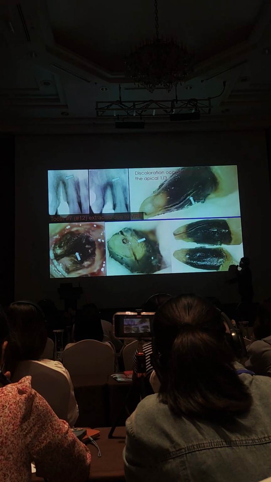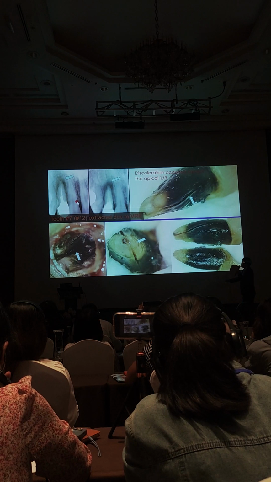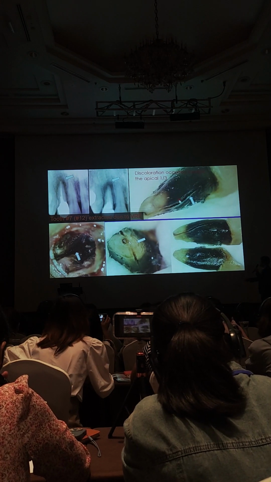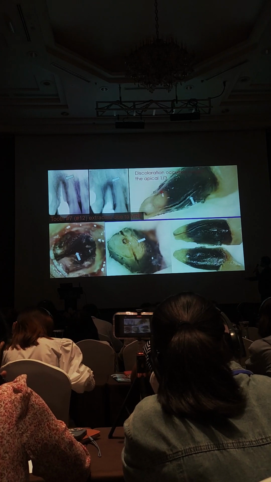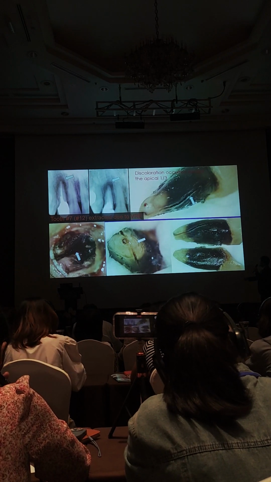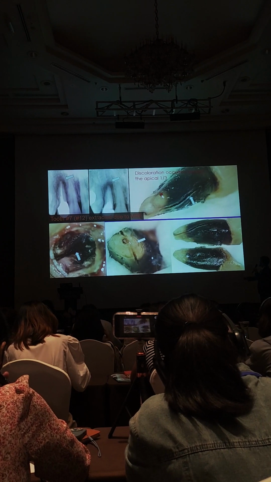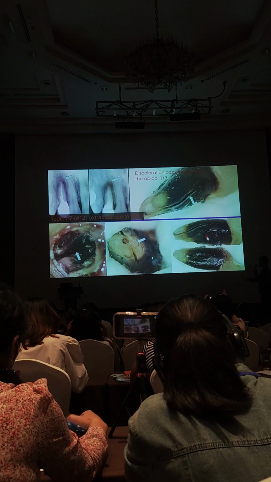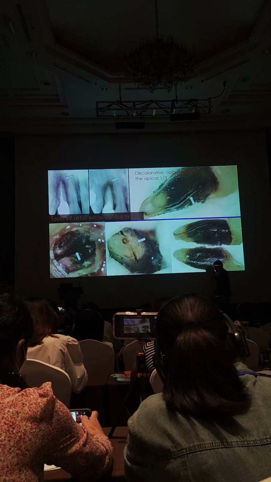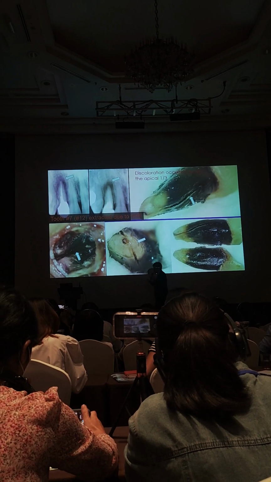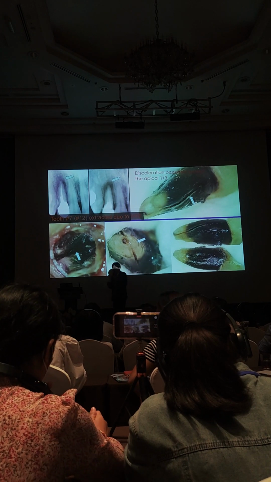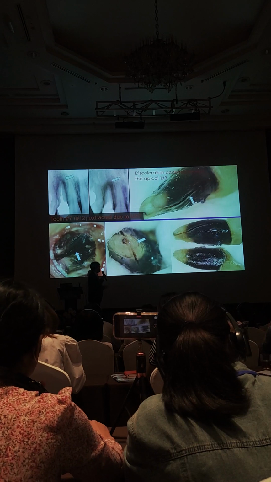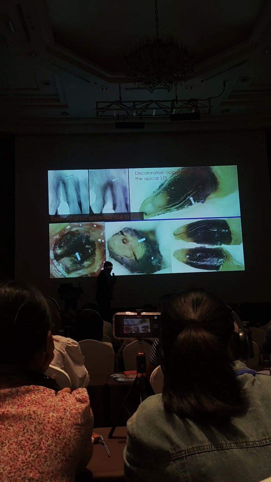Very, very important. This tooth was extracted because of a vertical root fracture. But if you look at the discoloration of the root, there's no discoloration in the apical one-third compared to the middle one-third and the coronal one-third. This is because the number of dentinal tubules in the coronal one-third is significantly more than in the apical one-third.